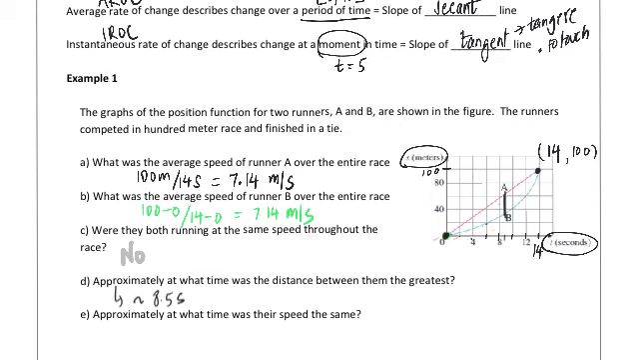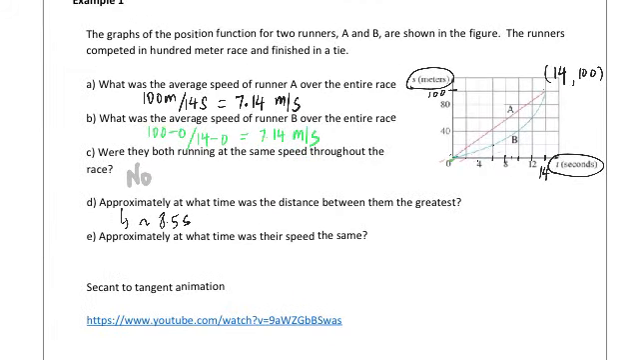Approximately at what time was their speed the same? Okay, now this goes to the instantaneous rate of change. The instantaneous rate of change on the line is just the slope of the line. The instantaneous rate of change on the curve is the tangent line slope. So we're imagining these tangent lines being drawn, and we're asking where the tangent line on the curve would have exactly the same slope as the slope of the red line.